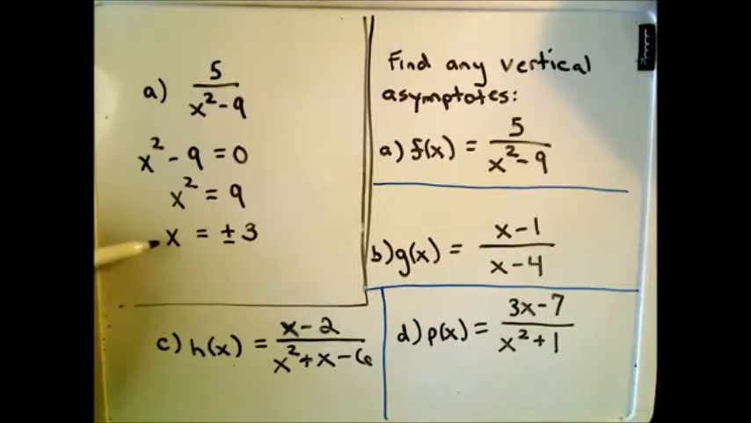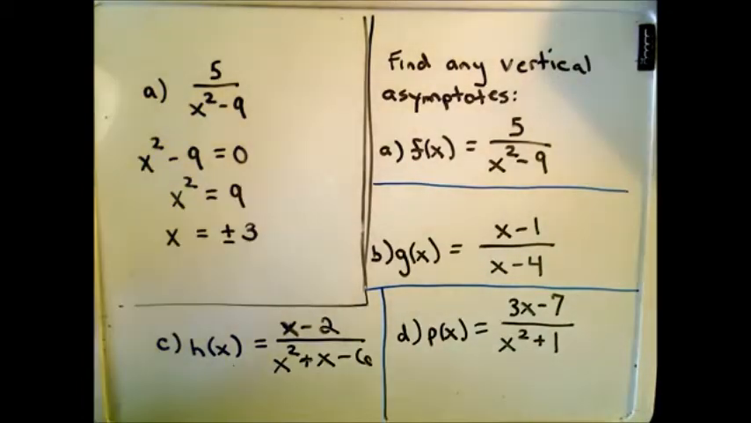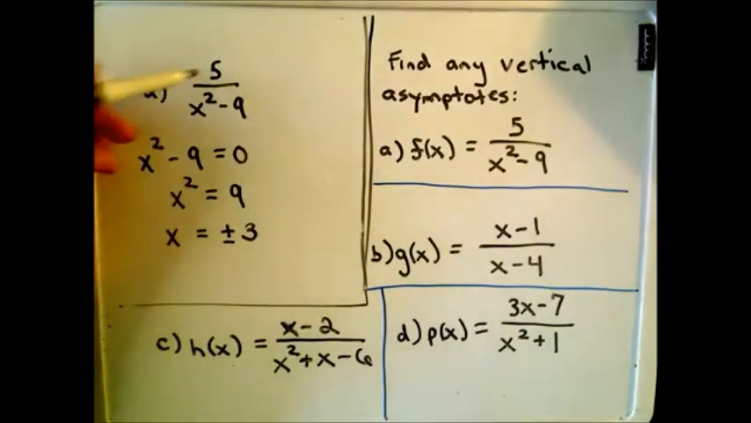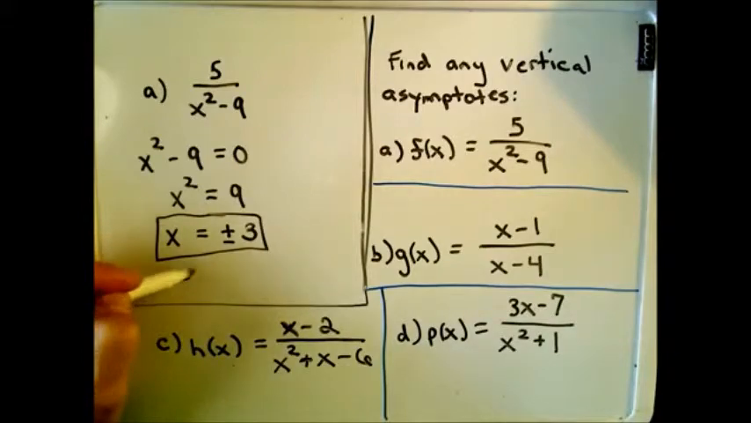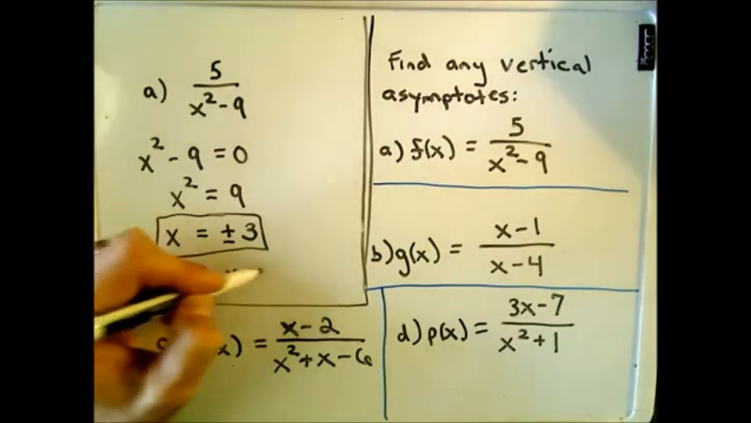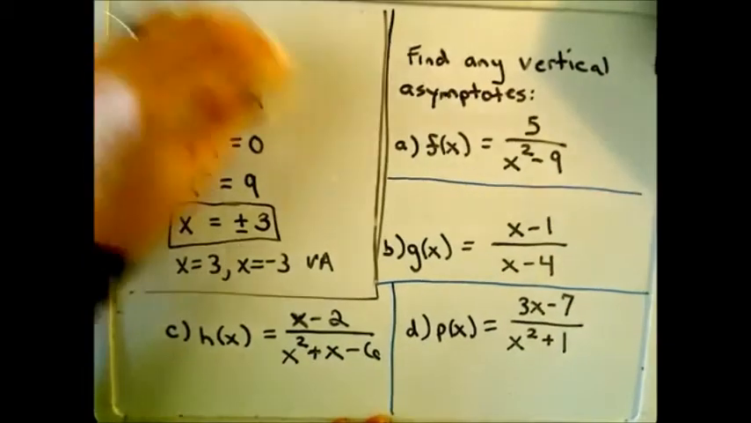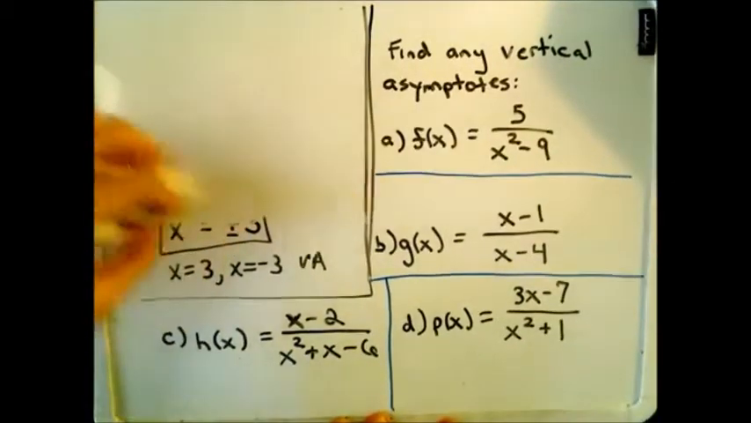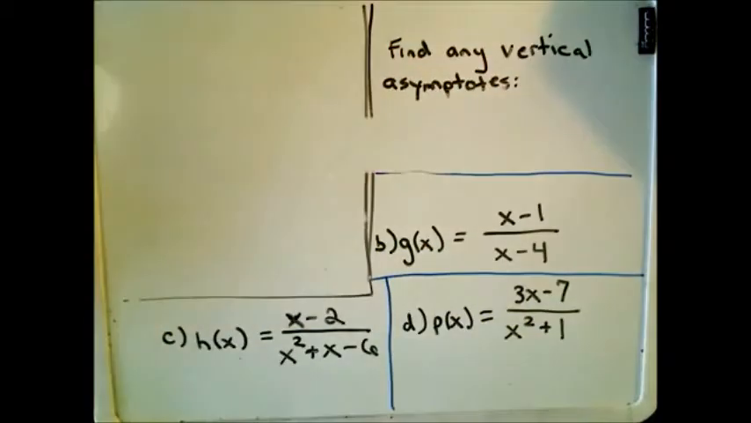I have to check that if I plug these values of x in, I don't get 0 in the numerator. Well, there's not even any x's in the numerator here, so certainly I'm not going to get 0 on the top. So these would be my vertical asymptotes. We would have x equals 3 and x equals negative 3 as our vertical asymptotes. In a different video, I'm actually going to graph rational functions, so I don't want to get into the graphing here just yet, just talking about how you actually find them. Okay, so that takes care of A.